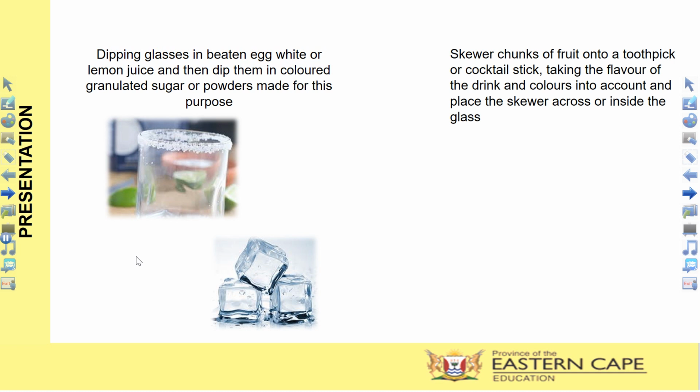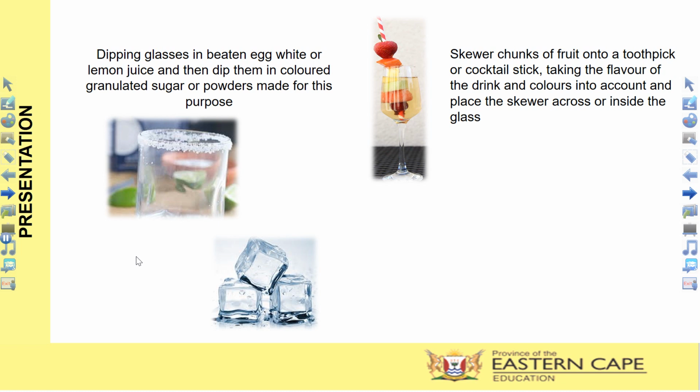You can have skewers of fruits that you can skewer onto a toothpick or a cocktail stick, but it has to take the flavor of the drink. And you cannot, for example, use fruits that will contradict the type of drink. So, for example, you can't use pineapples when you are making a Bloody Mary, because a Bloody Mary is concentrated tomato juice. So they will be contrasting. It will clash. The flavors will clash. So you need to really take into account the type of drink before you add any skewer inside the glass.